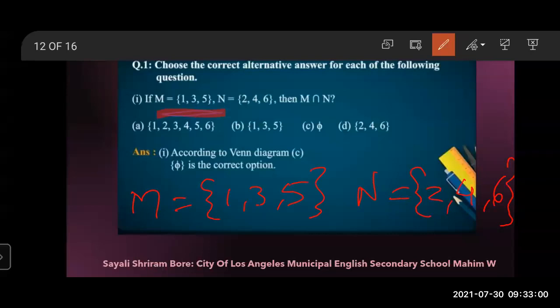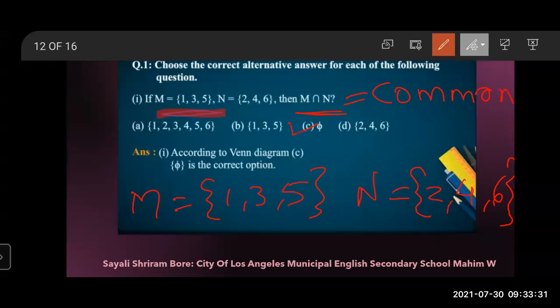So then, M intersection N. What is intersection? Intersection is what is common. Can you find any common element? No, there is no common element between the given two sets. So which will be the correct option? That is option C, that is the empty set. That means the intersection of these two sets will be an empty set.